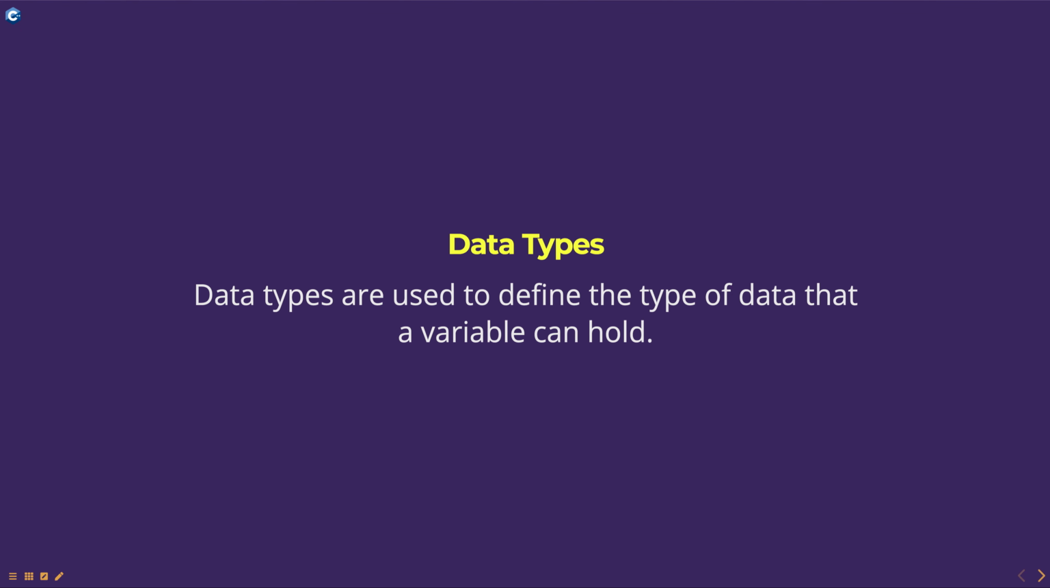In C++, data types are used to define the type of data that a variable can hold. The type of data determines the size and layout of the variable's memory, as well as the range of values that can be stored. Here are some of the most commonly used data types in C++.